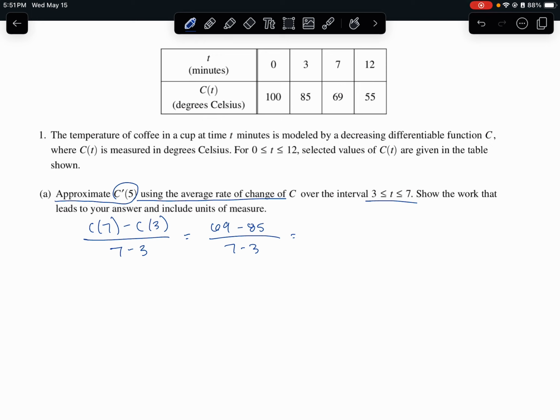Do some calculations there. That's negative 16 divided by 4, which is negative 4, and then show the work that leads to your answer and include units of measurement. So because we are approximating the derivative of c, that would be degrees Celsius over time. So this would be negative 4 degrees Celsius, and time is given in minutes. So that would be the appropriate unit of measurement there.